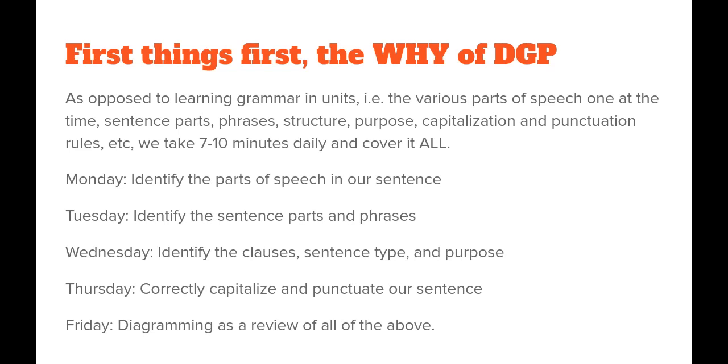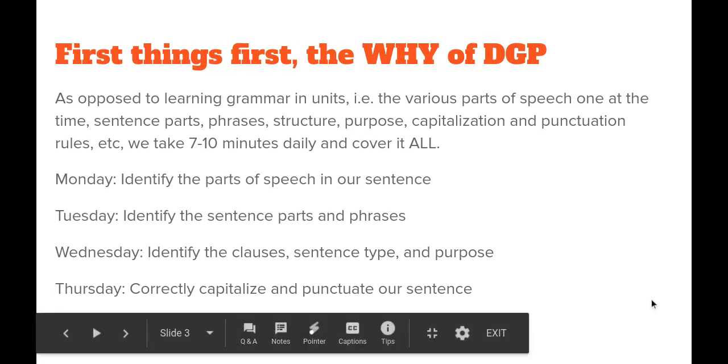We have the same sentence all week, and on Monday, they identify the parts of speech in that sentence. Tuesday, they identify the sentence parts and phrases. Wednesday, they identify the clauses, sentence type, and purpose. Thursday, they correctly capitalize and punctuate the sentence. And then Friday, they do diagramming as a review of all of the above. You can't diagram the sentence until you've done Monday, Tuesday, Wednesday, and Thursday's work. You'll also notice that they're put in an order so that each day builds and supplies answers for the next day.